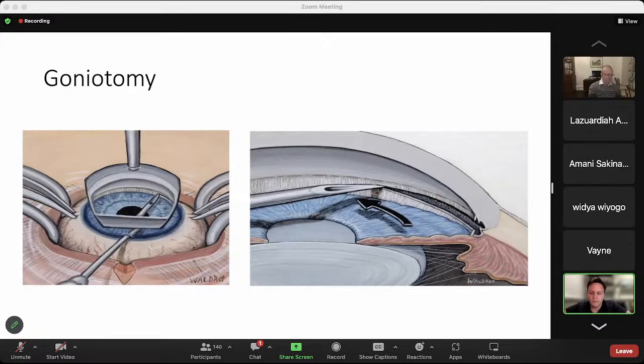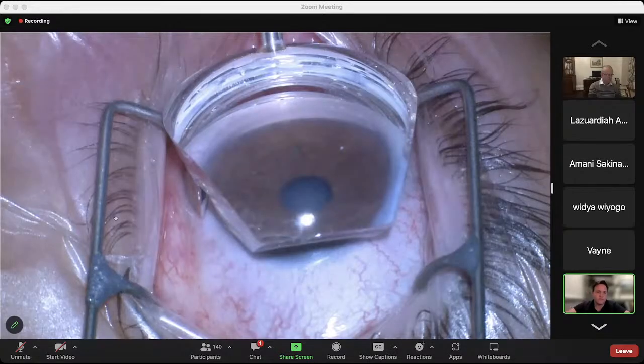So I'll just show you a video of goniotomy. This one I performed as a fellow, so it's a bit shaky, but just to show you the steps. The most important part of goniotomy is getting good visualization of the angle. This picture shows quite a clear cornea, which is ideal. You need a clear view to be able to do it. You can't really do it blind, so the cornea needs to be clear. Otherwise, you need to be thinking about trabeculotomy.